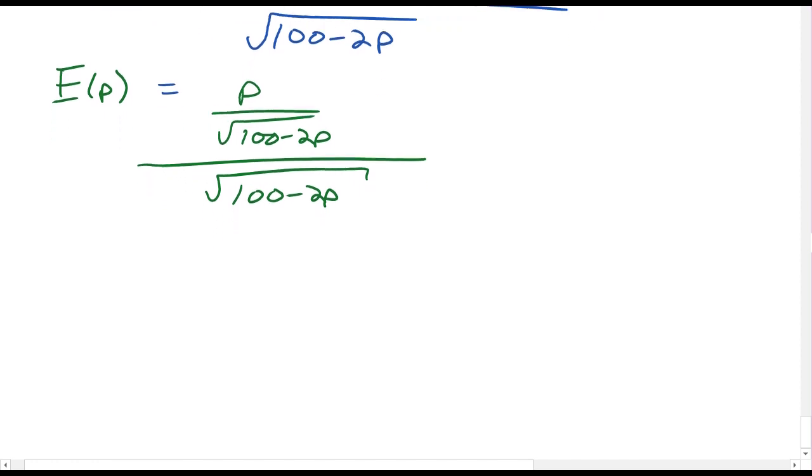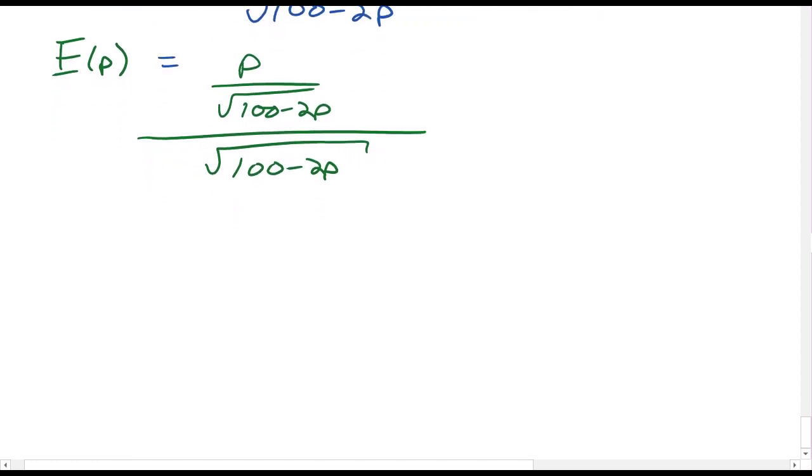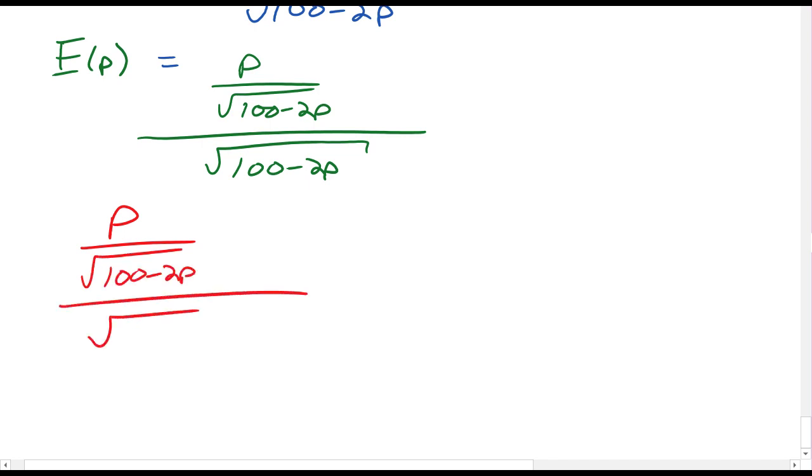Now let's find the price that maximizes our revenue. To do that, as I said in the hint, you're going to take the point elasticity, p over square root of 100 minus 2p, over the square root of 100 minus 2p. You're going to set that equal to 1. Set it equal to 1. Okay. How do we solve this? We're now trying to solve for p. How do we solve this?